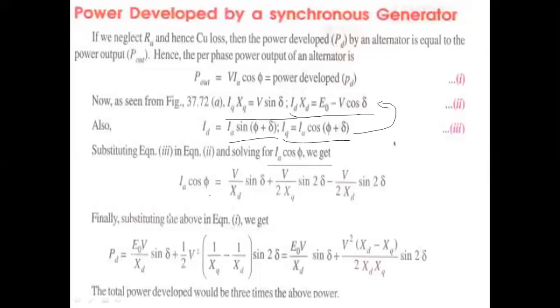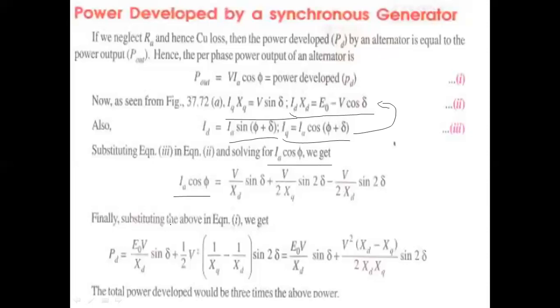I will get IA cos phi is equal to... so if I substitute here ID in place of ID and in place of IQ, like this, I have to get IA cos phi. So IA cos phi is equal to V by XD sin phi plus V by 2 XQ sin 2 gamma minus V by 2 XD sin 2 gamma.